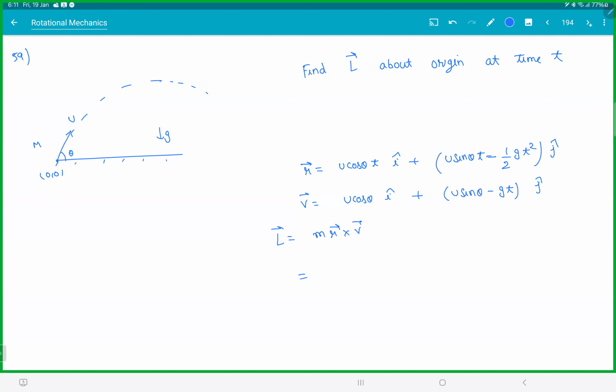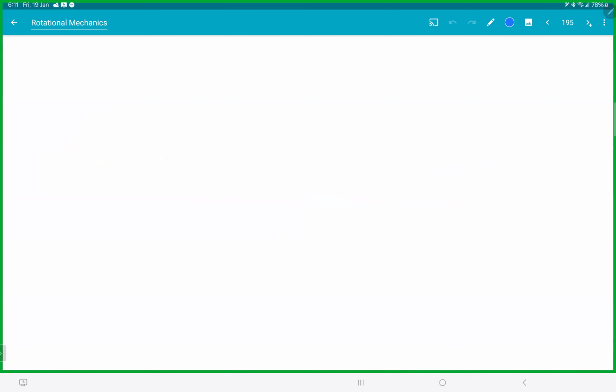Next thing. Did anyone get the answer? You get minus m g u cos theta t square by 2 k cap. Clear? That's what you should have got. Now there's a better way to do this. This is fine, you can do this. I could do this in a minute. You should be able to do this. Simply cross product. But an alternative way is there.